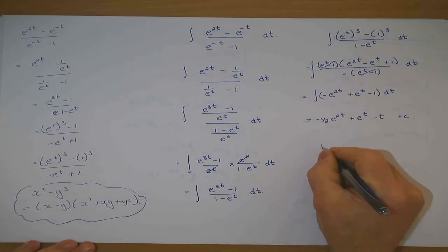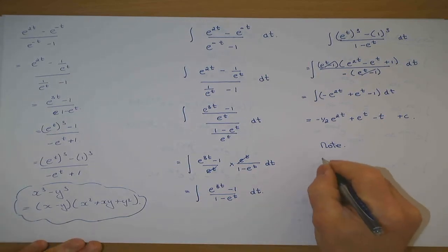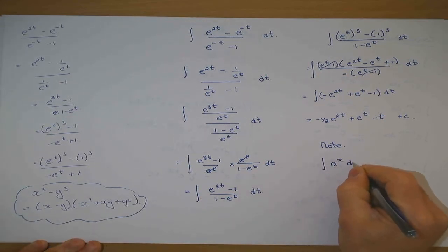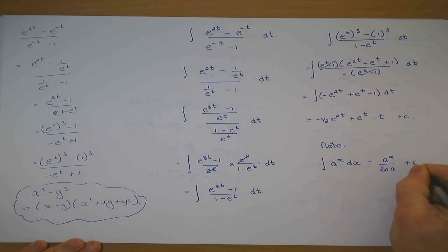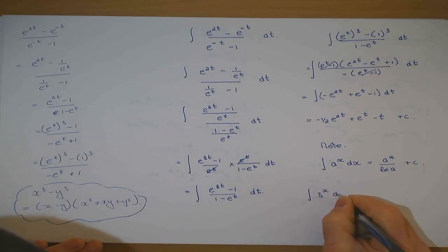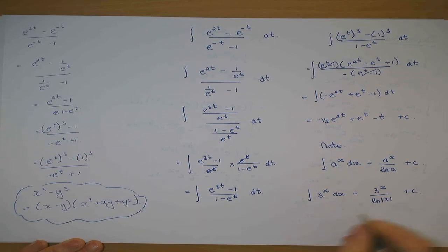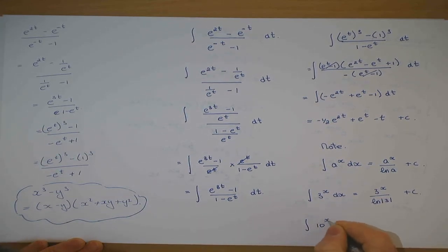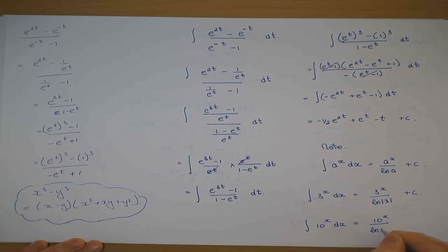Right? And one last note in your log tables. If you have the integral of a to the power of x dx, and that's on page 26, it's a to the x over the log of a plus c. So if you had to integrate 3 to the power of x dx, what does the rule say it is? It's 3 to the x all over the log of 3 plus c. If you have the integral of 10 to the power of x dx, what's its integral? 10 to the x over the log of 10 plus c.